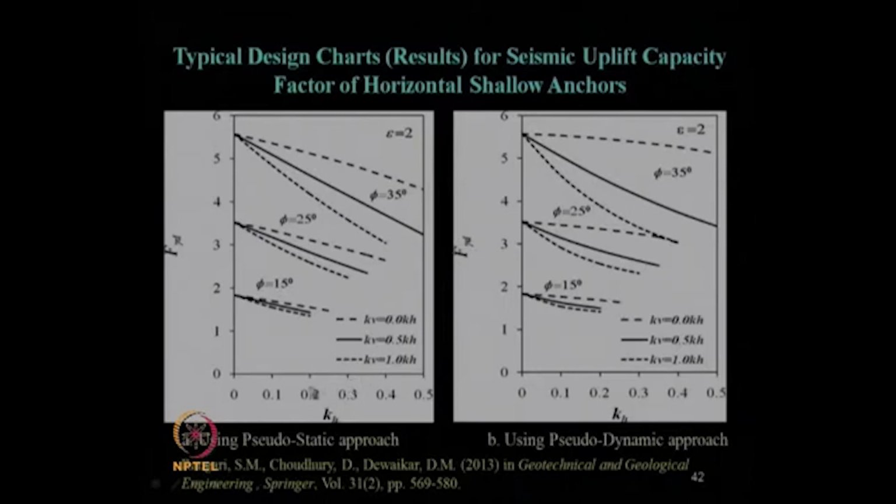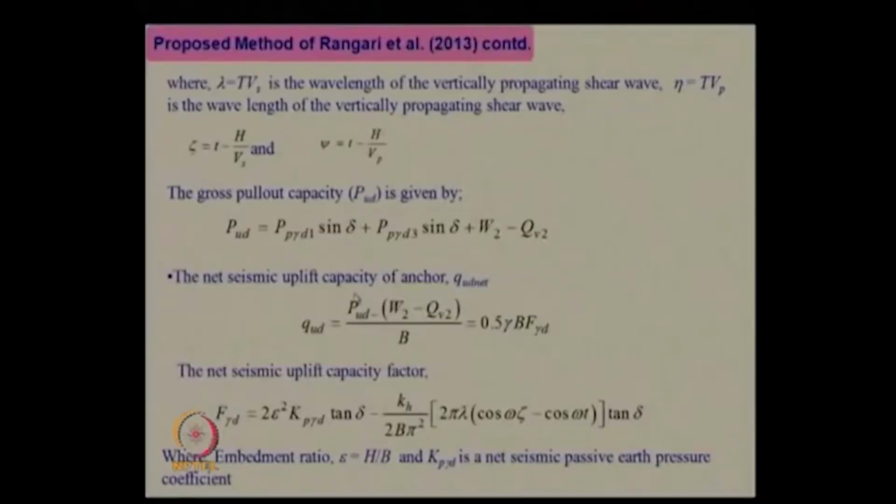Suppose you have a K_H value for a zone of 0.2 g, a particular value of K_V, say half of K_H, and a phi value, let us say 35 degrees. You can go here depending on your embedment depth. Remember this value, an embedment depth of 2, you will get some value of F_gamma D, which will help you to get the net ultimate and gross ultimate values of the net ultimate seismic uplift capacity factor Q_UD net. Okay.